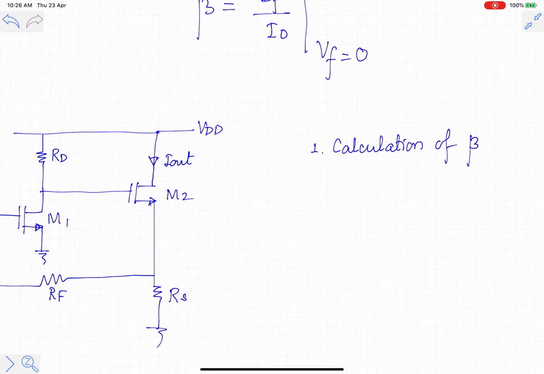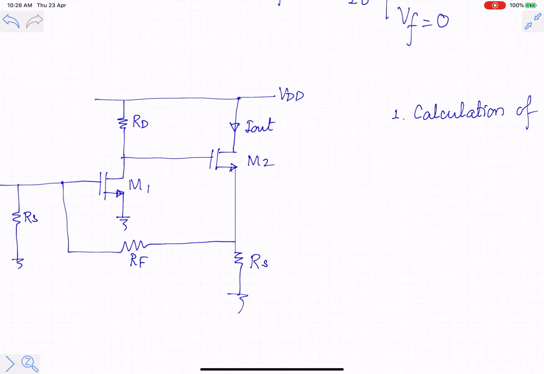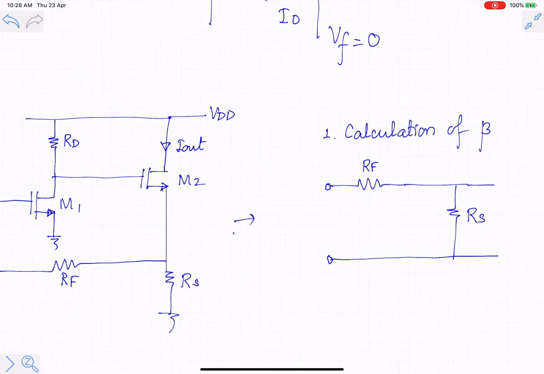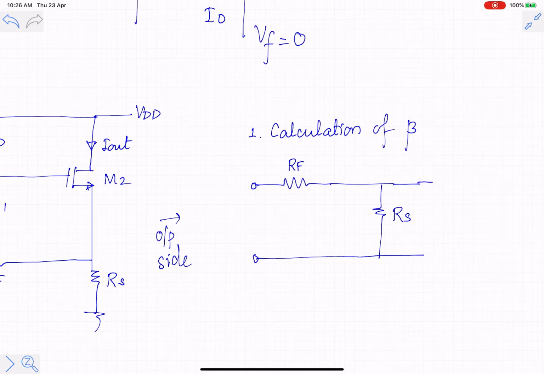Calculation of beta. So we should draw the feedback network. Here the feedback network consists of RF and RS. This is the input side of the feedback network, and this is the output side.